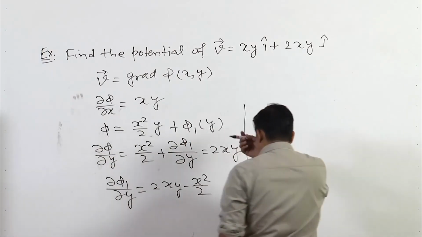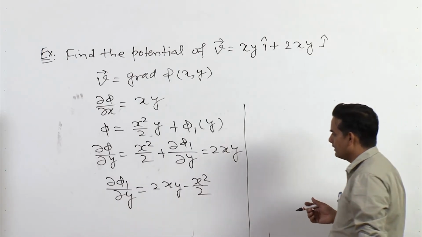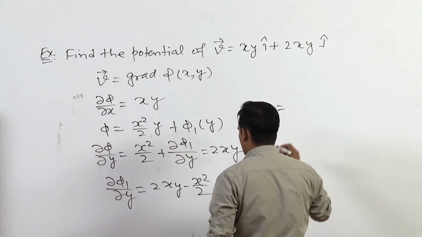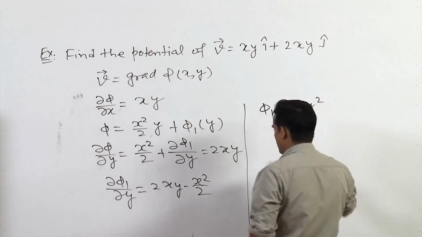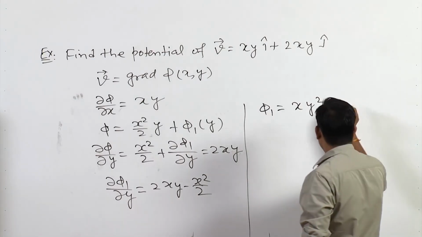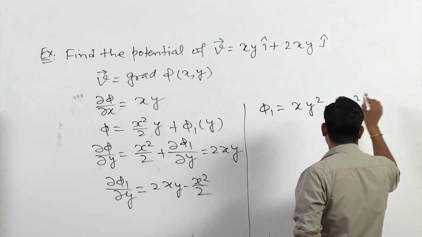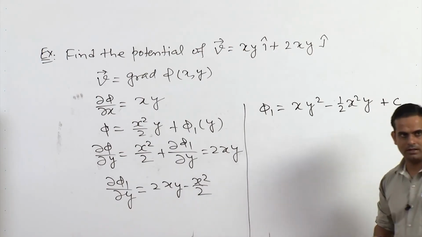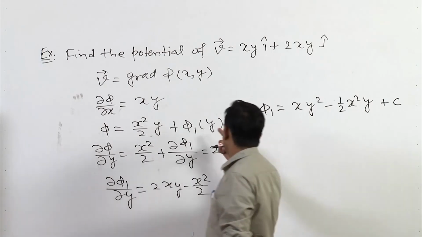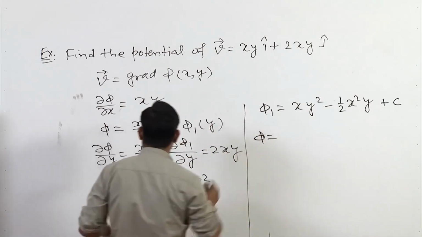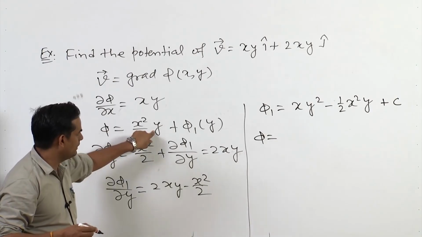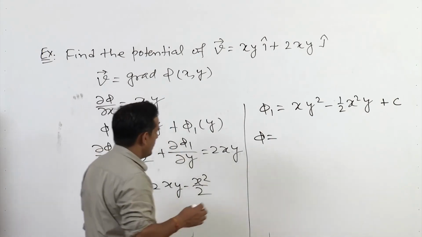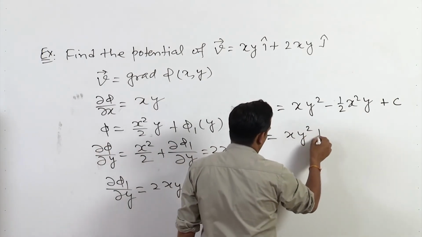Integrate it with respect to y. So I will get phi 1 as x y square minus 1 by 2 x square y plus some constant c. Now put this value of phi 1 here. So I will get phi equals, here I have x square by 2 y, here I have minus half x square y. So this will be cancelled out. I will get x y square plus c.